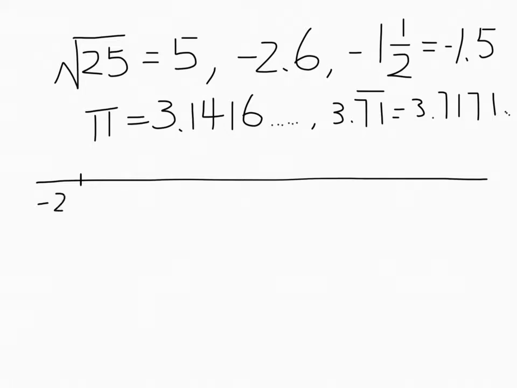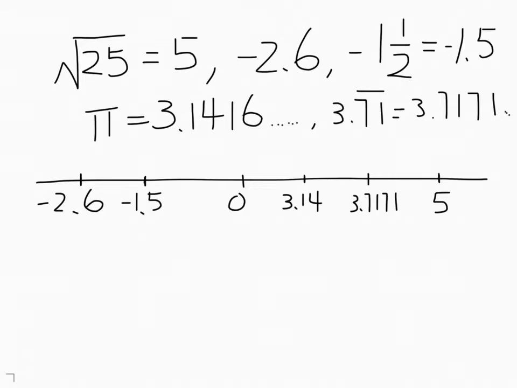We will start with negative 2.6, then negative 1.5, followed by pi, 3.14, then we have 3.7171, and the last one is 5. I would like to point out at this point, I am not drawing them to scale. Those numbers are not drawn to scale. So basically, I'm just telling you the location. The furthest one would be negative 2.6, to the furthest left, and 5 is to the furthest right.